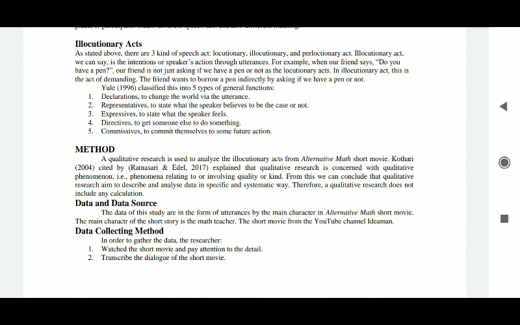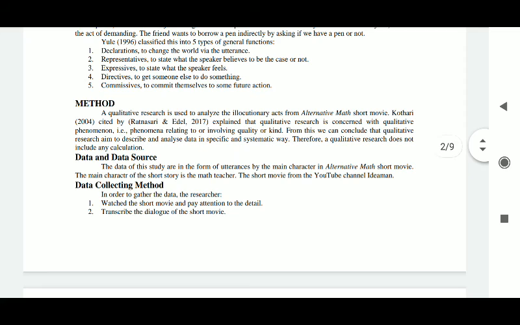The illocutionary act, we can say, is the speaker's intention or action through utterances. For example, when your friend said, "Do you have a pen?" our friend is not just asking if we have a pen or not. This is the act of demanding. Yule classified this into 5 types of general function. There are declaration, representative, expressive, directives, and commissive.